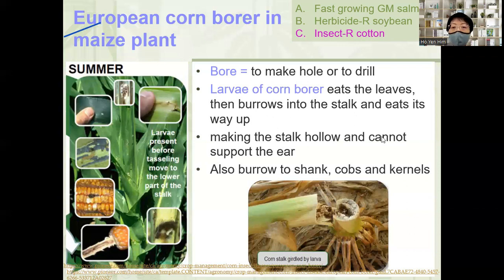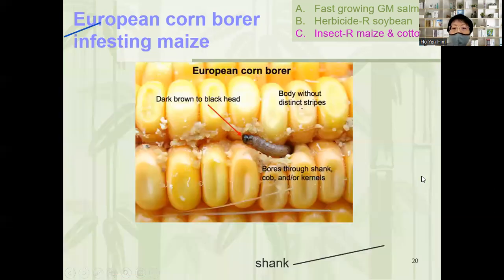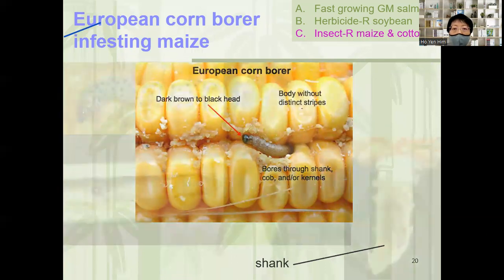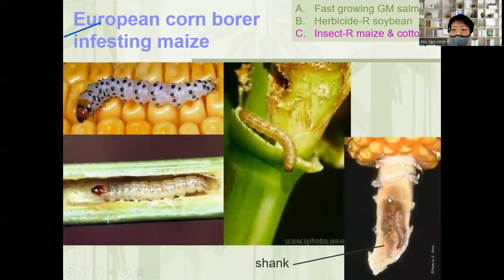So when the stalk is hollow, it cannot support the ear. The ear is the part of the plant that carries the corn, the fruits. So that's called the ear. Okay. The European corn borer also burrows into the shank, cobs, and kernels. Now, what is the shank? The shank is this one here. This part that holds the corn onto the stem is called the shank.